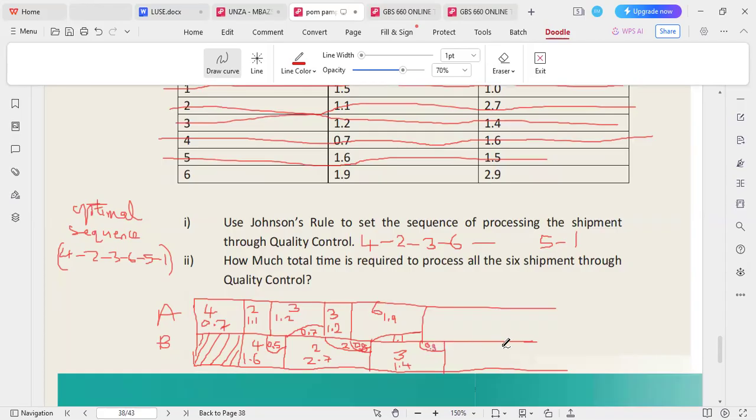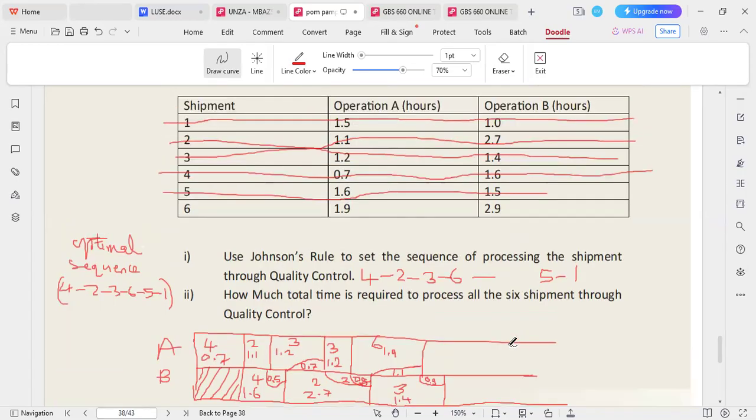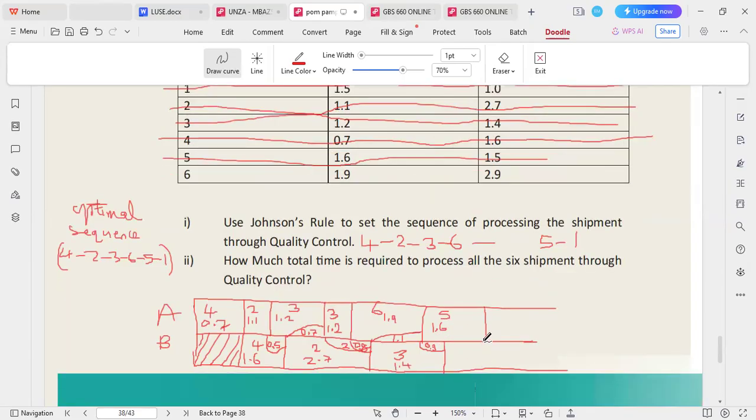So by the time they're finishing running job 3 in B, the people in operation A would have started running job 5. Job 5 is taking 1.6, meaning it's actually taking 1.3 hours longer.